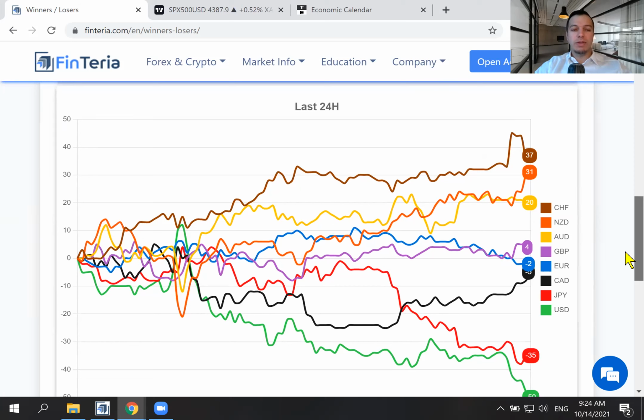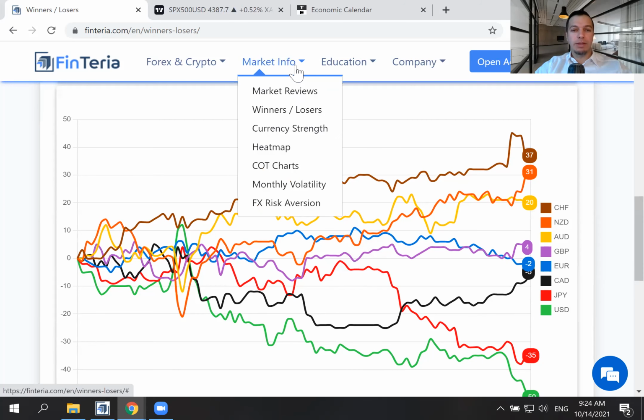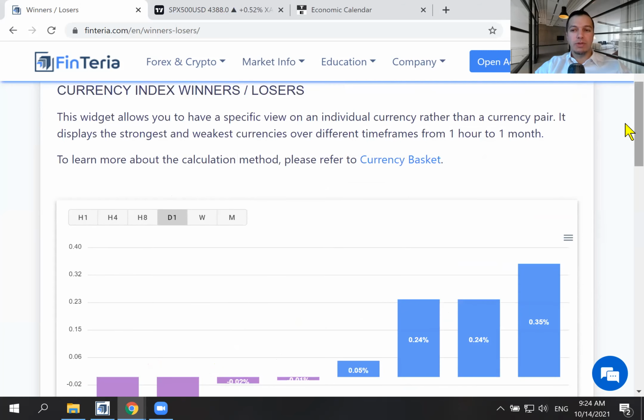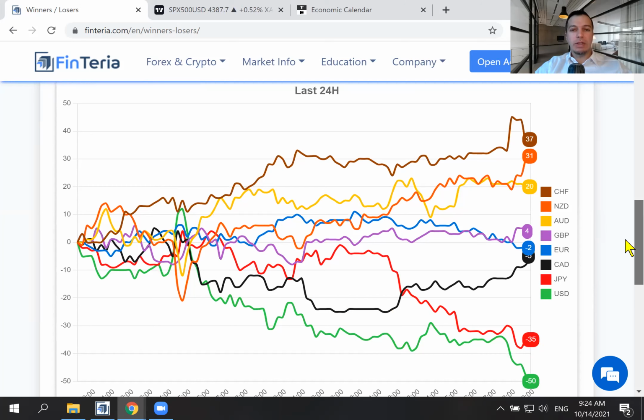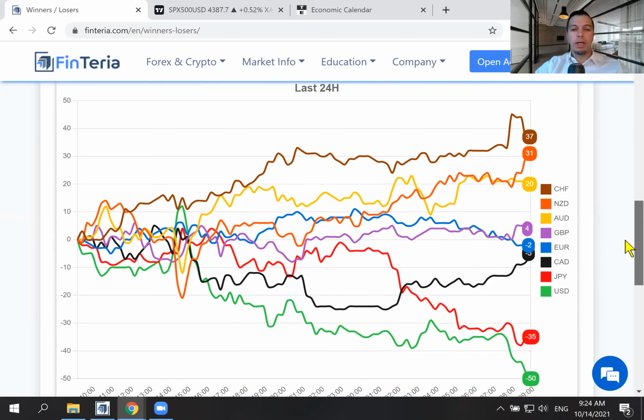So I'm going to use the second widget on this website. It's called Currency Strength. It's also available independently on a separate page. But here on this page, you can see both tools at the same time. And here, let's pay attention to how the dollar and the yen perform in relation to each other and also in relation to other currencies.